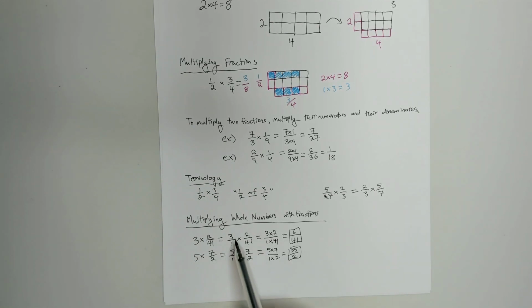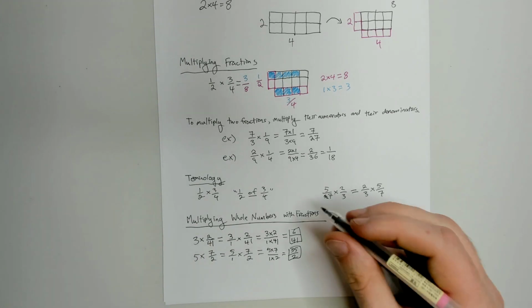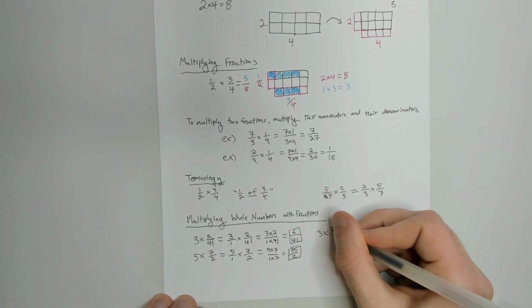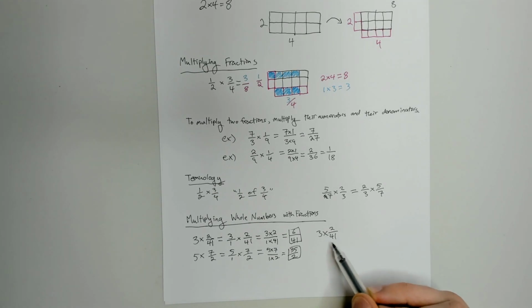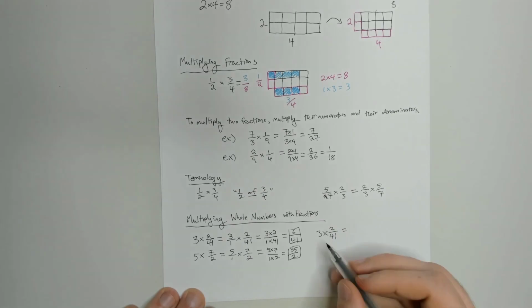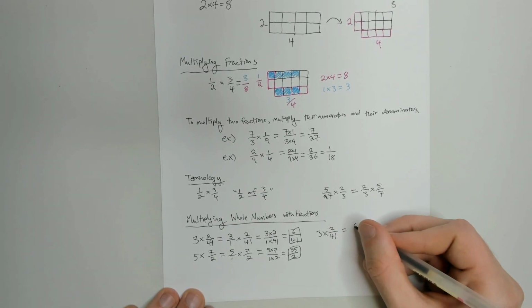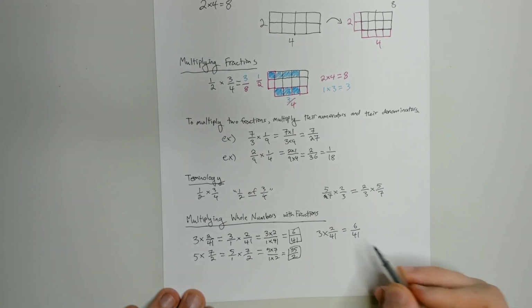So instead of adding this extra step of doing 3/1 or 5/1, we can just simply do the whole number times the numerator. If we had 3 times 2/41, we know that we can make this into a denominator of 1, but 1 times 41 doesn't do anything in the denominator. So we can just do the whole number times the numerator, which is going to be 6/41. Just kind of jump right to it.